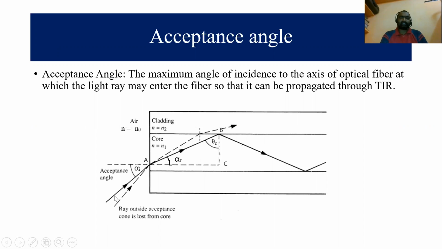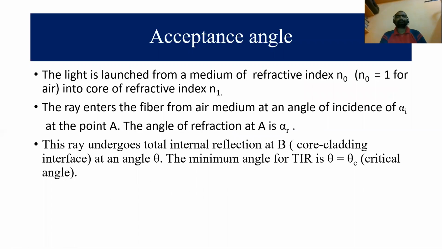Here you can see this angle alpha I is the maximum angle made by the light ray with an axis so that it is propagating from one end to the other end by the process of total internal reflection. In this case, this particular angle of incidence alpha I is called the acceptance angle. The light ray is launched from one medium of refractive index N0 into the other medium of refractive index N1.